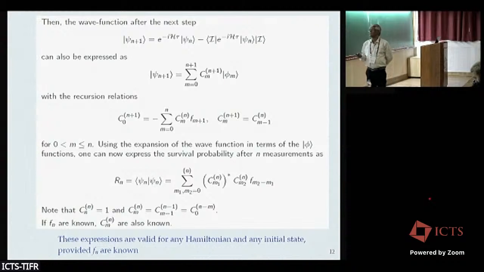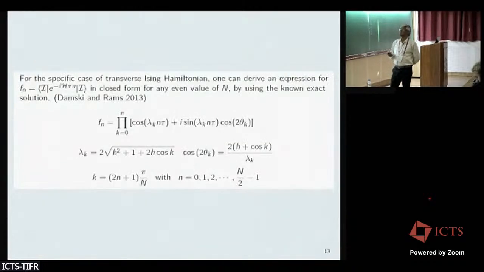So we are using the transverse Ising model, and so for the specific case of the transverse Ising Hamiltonian, one can derive an expression for this thing in closed form for any even value of n. Any even value means not necessarily large, even 4, 6, 8, etc., any even value of n, by using the known exact solution.